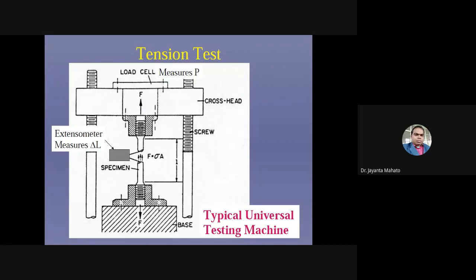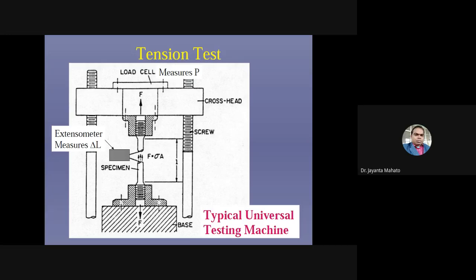Another tensile test can be performed by position control. Position control means the crosshead, the lower part, this part. This part is called the crosshead, and position control is the movement of this crosshead.